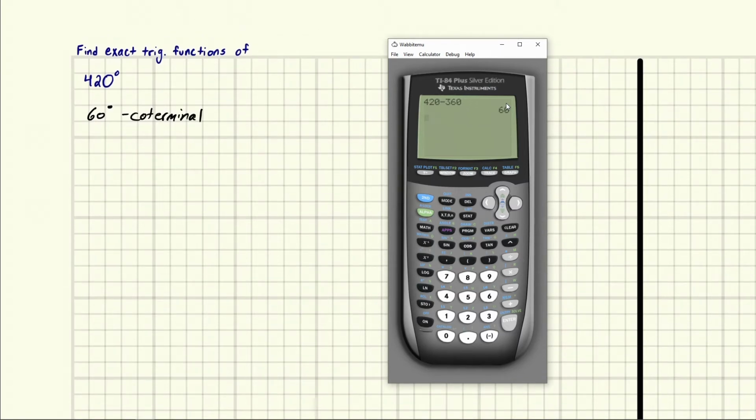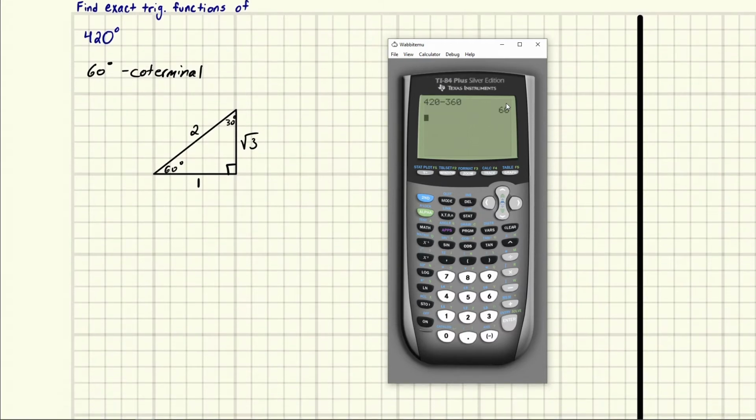Now, 60 degrees means that we've got a triangle that looks something like this. Let's call this 60. Let's call this 30. And let's call this a right angle. Now, 30, 60, 90 is a special triangle. It has the property that across from 30 we have a 1. Across from 60 we have a radical of 3. And across from the 90 we have a hypotenuse of 2. One of our special triangles.